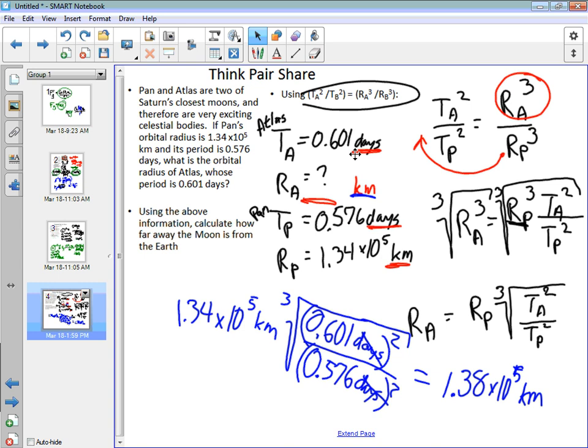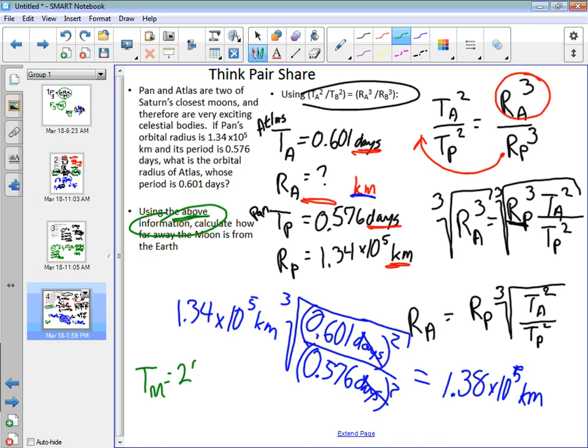Now, what is this other part over here? Using this information, calculate how far away the Earth is from the moon. Well, you say, what information do I know? Well, I do know that the period for the moon is about 27 days. It's not exactly that, but we'll just go with that for right now. But then that's all, right? What other information am I supposed to have? Well, the orbital radius for the moon is some unknown value. That's what I'm looking for. So you say, oh, great, use the information for Atlas or Pan, right?